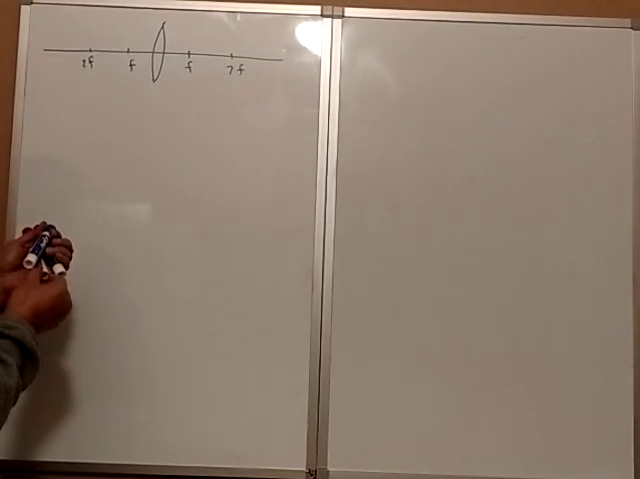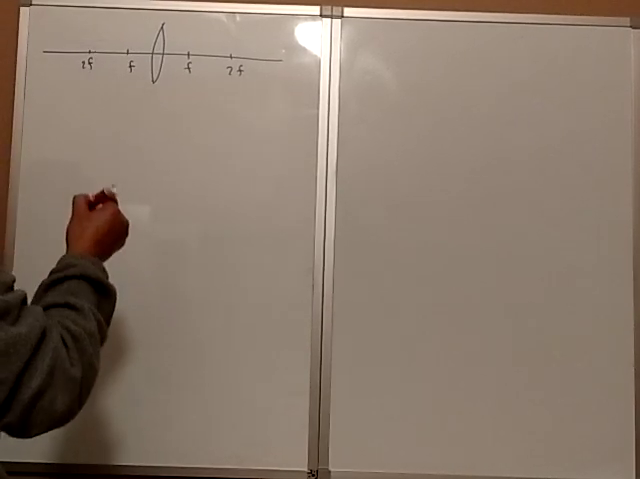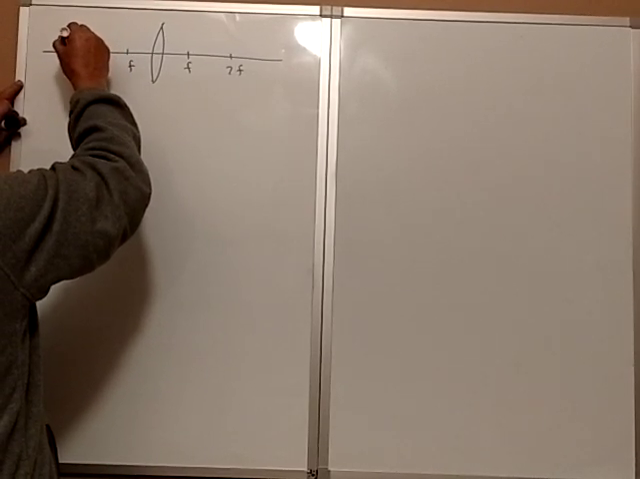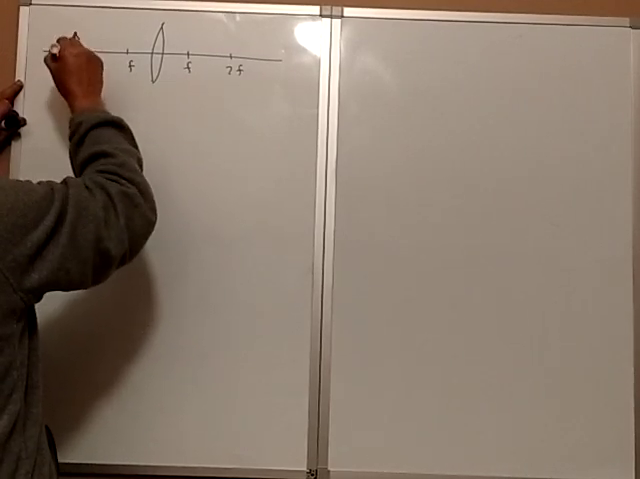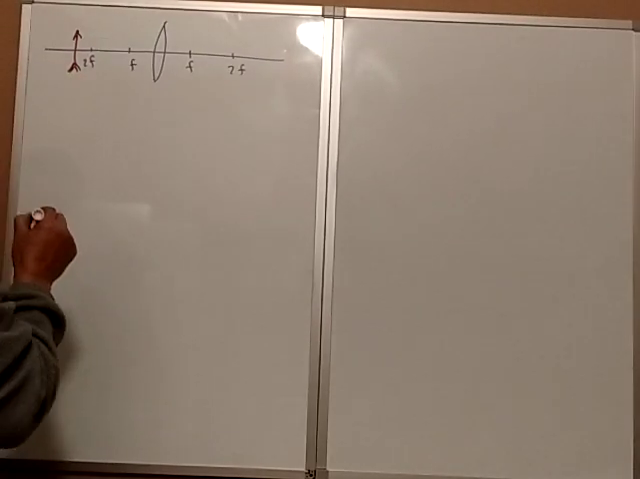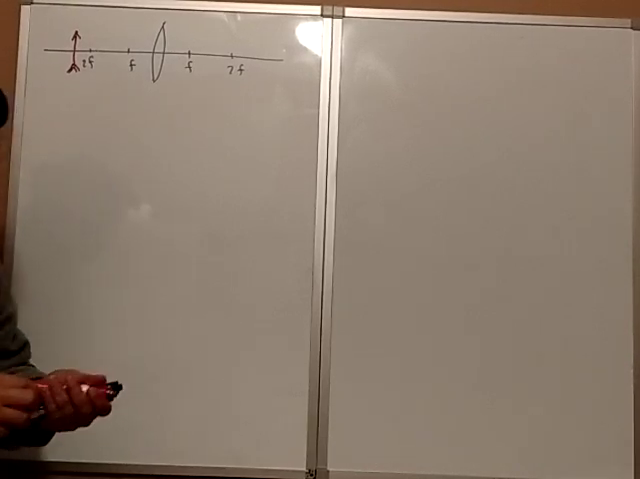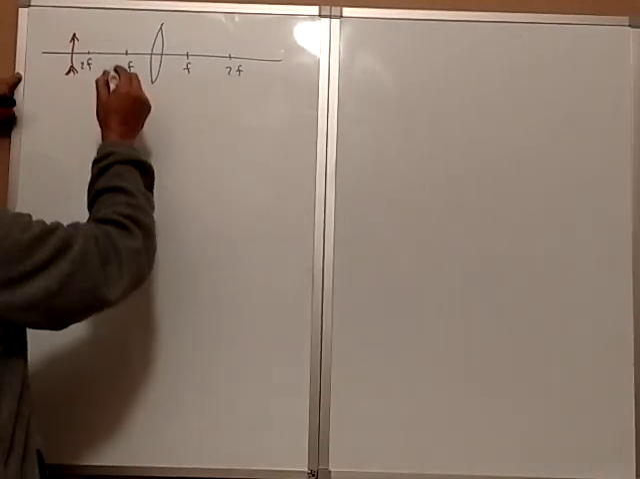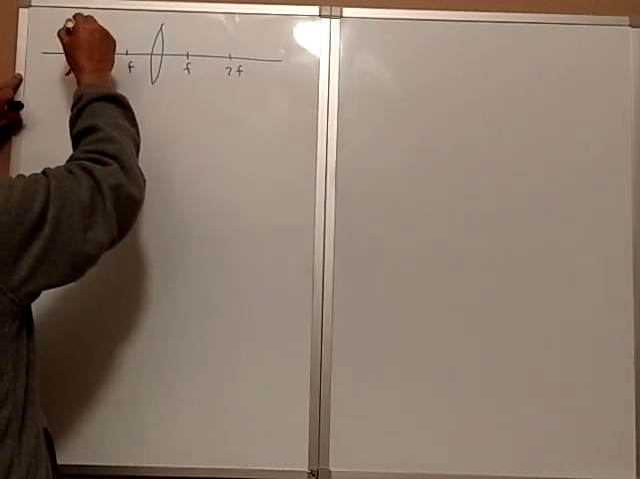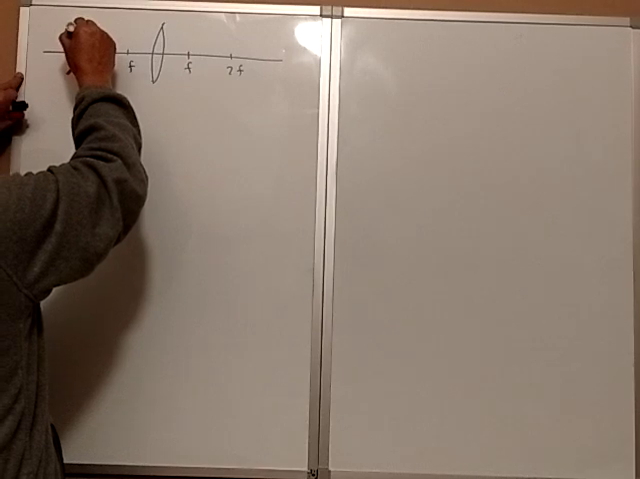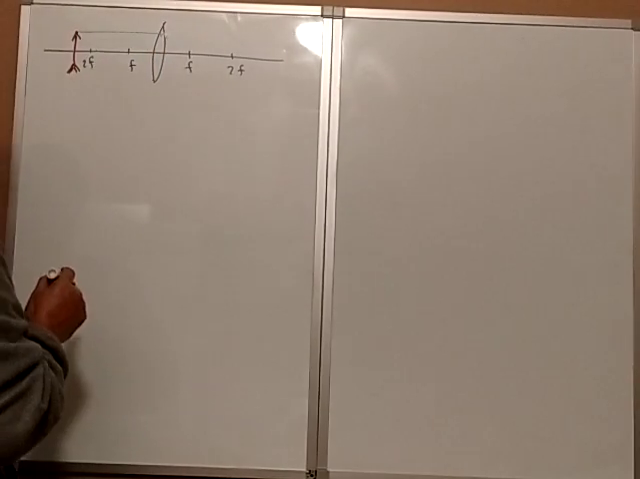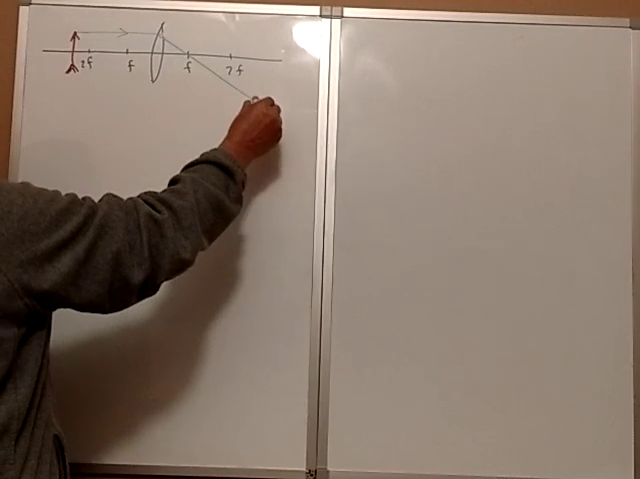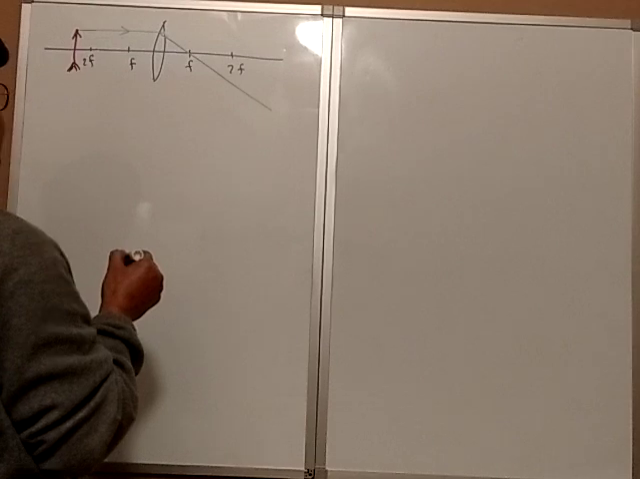And so, let's suppose you have an arrow on this side. Arrowhead, arrow tail. Now the light rays are going to go, so let's draw the first light ray. I'm going to start from the arrowhead, hit the lens, going parallel to the axis. According to our rule, that light ray will have to go through the focal point on the other side.